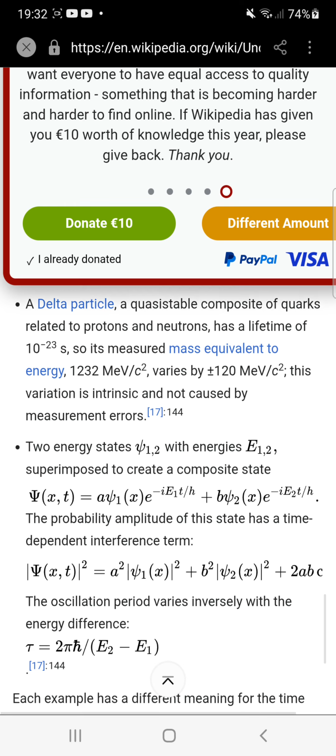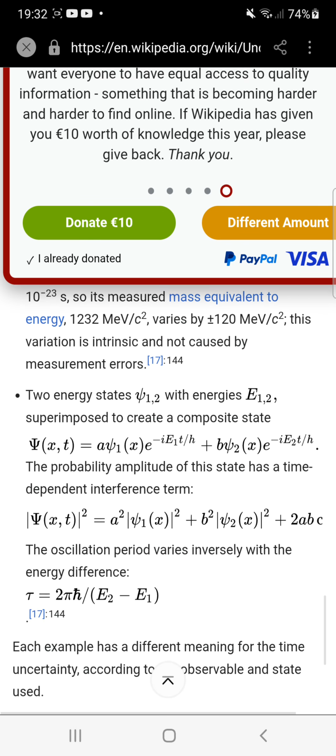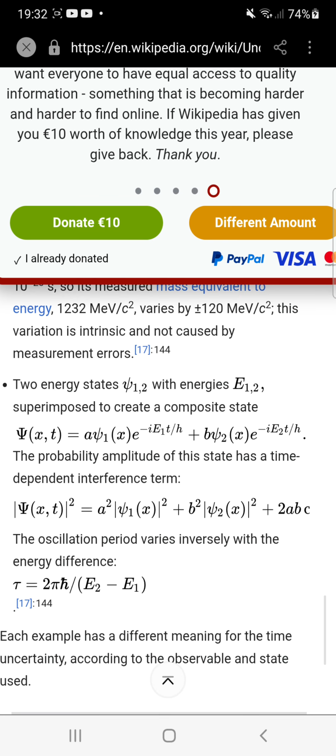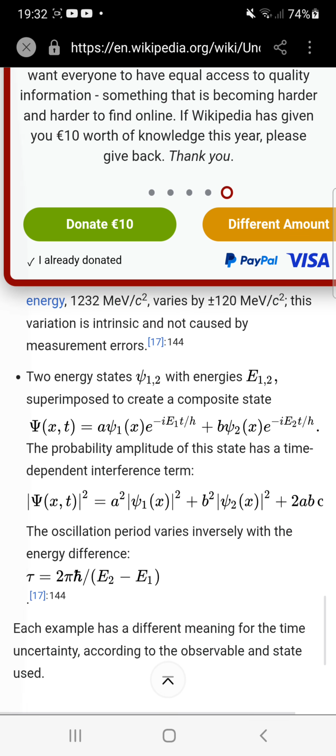So its measured mass, equivalent to an energy of 1232 MeV divided by c squared, varies by plus or minus 120 MeV divided by c squared. This variation is intrinsic and not caused by measurement errors.